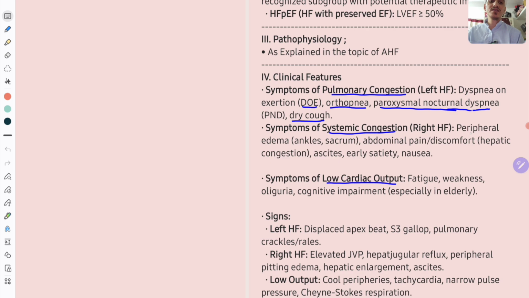Systemic congestion, as you know: peripheral edema, mainly in the ankles and sacrum; abdominal pain and discomfort because of hepatic congestion; ascites; early satiety and nausea because of compression of the stomach by the enlarged liver. Symptoms of low cardiac output are weakness, fatigue, oliguria, and cognitive impairment, especially in elderly patients. So those are the symptoms.